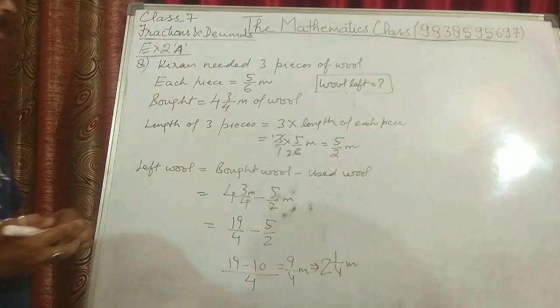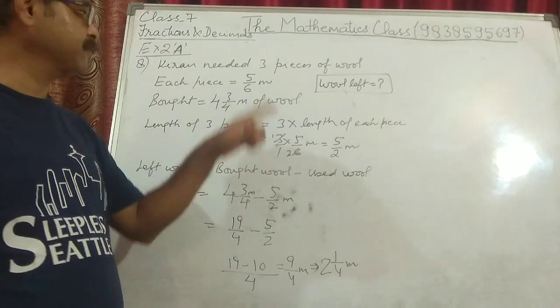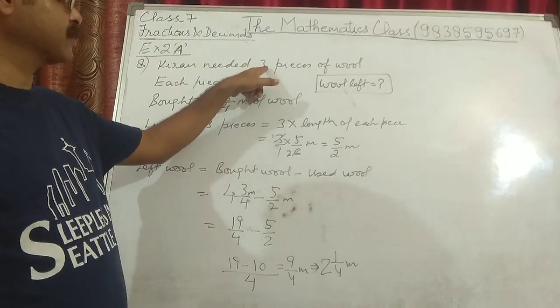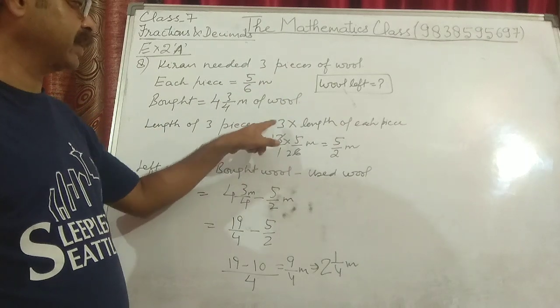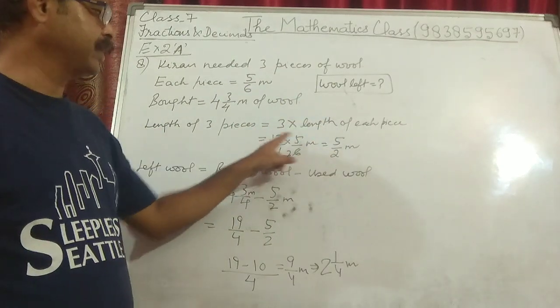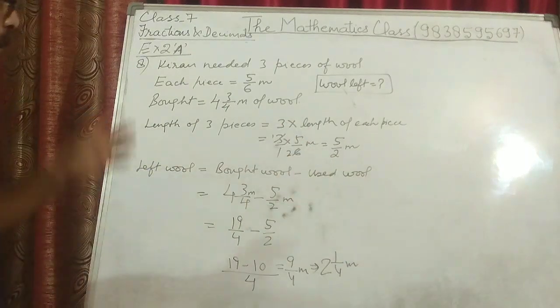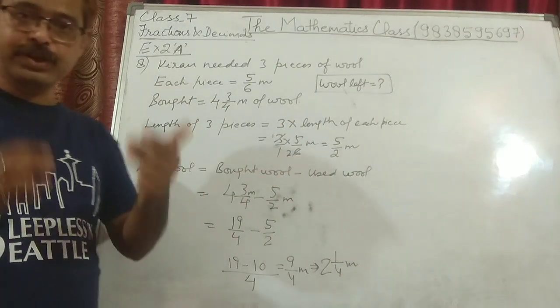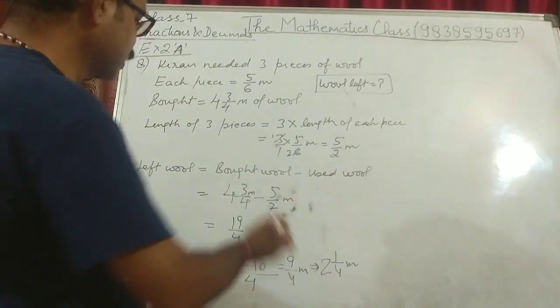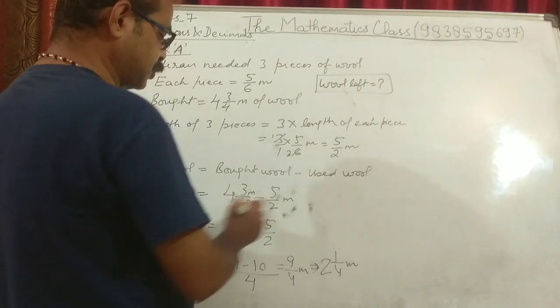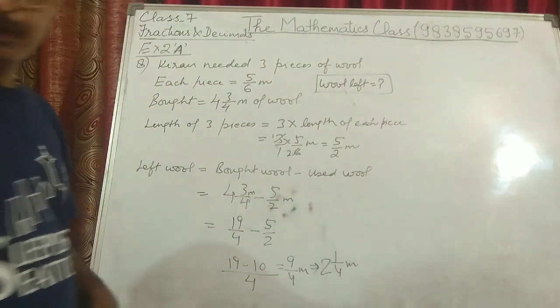So what we calculated: if the length of one piece is 5 upon 6 meters, the length of 3 pieces will be 3 into 5 upon 6. That is what we did. We got 5 upon 2 after calculation. Now how much wool is left? Whatever she bought minus whatever she utilized. So she bought 4 whole 3 upon 4 minus what is used, 5 upon 2. We subtracted and we got the value.